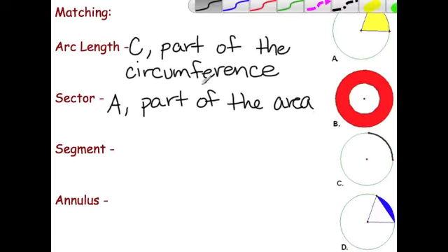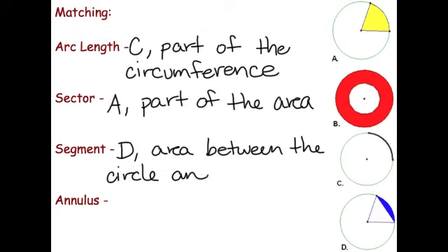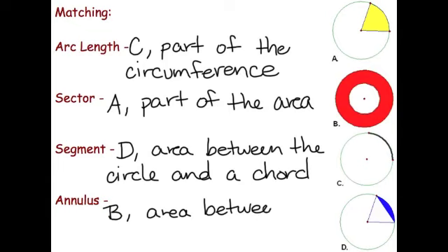The segment is D, which is the area between the circle and the chord. You can think of this as being like the stuffed crust pizza that's really, really puffy. That's the crusty, chewy, cheesy part that everyone loves. And the annulus is B, and this is the area between two concentric circles. Why you would not eat the whole pizza? Who knows?